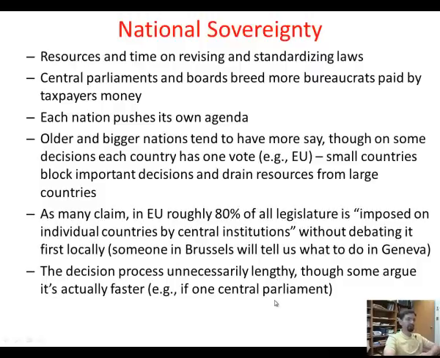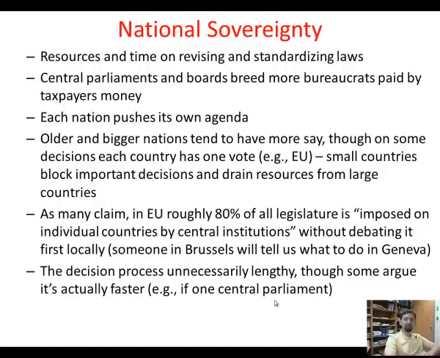Another big concern is national sovereignty. People are paranoid and afraid of losing their freedom. When you are a country, even if you're a small country, you make most of your decisions on your own. You decide what you do, when you do it, how you do it. Not quite the same, but that's the basic idea.